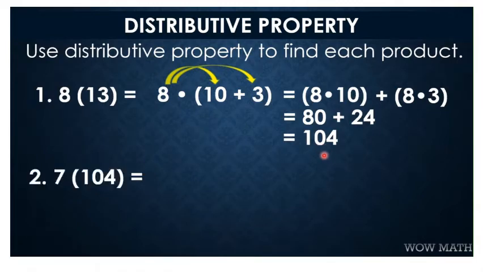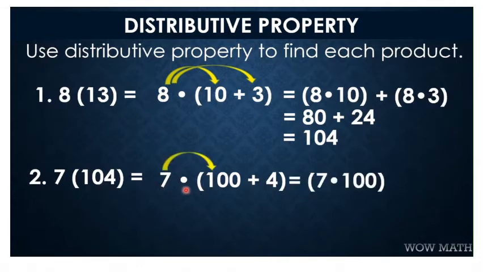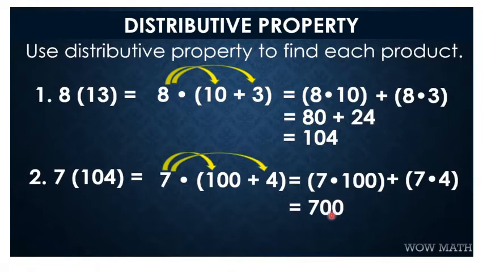Another example. So, pwede natin i-apply ang distributive property dito. If you cannot solve, or if you cannot multiply numbers mentally, pwede naman. Okay, so 7 times 100 plus 4, since 100 plus 4 is 104. So, we have 7 times 100 and 7 times 4. Okay, so let us solve. 7 times 100, that is 700. And 7 times 4, that is 28. So, we have 728. 7 times 104 is equal to 728.